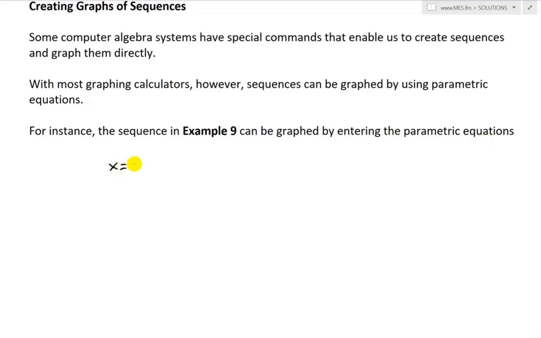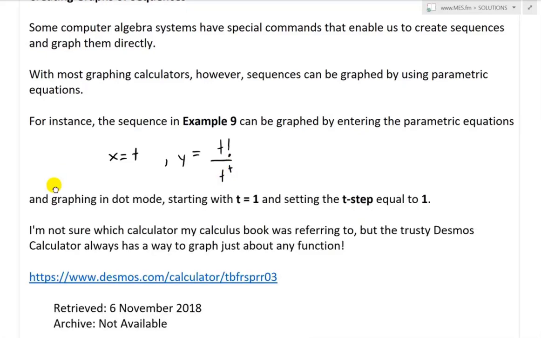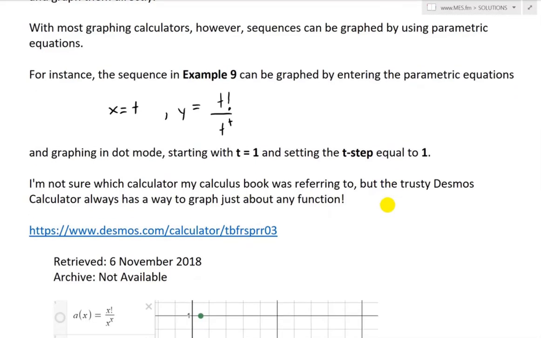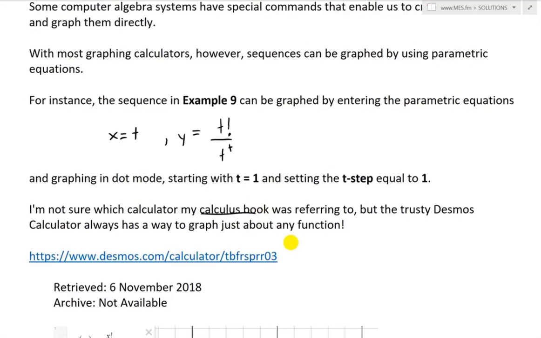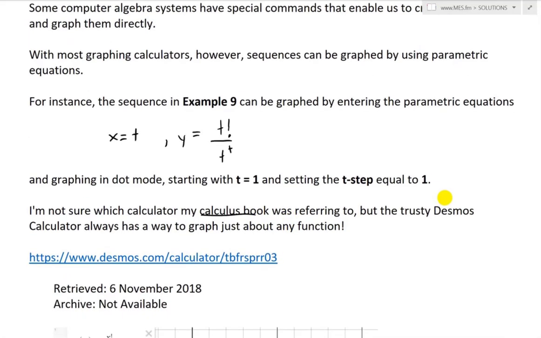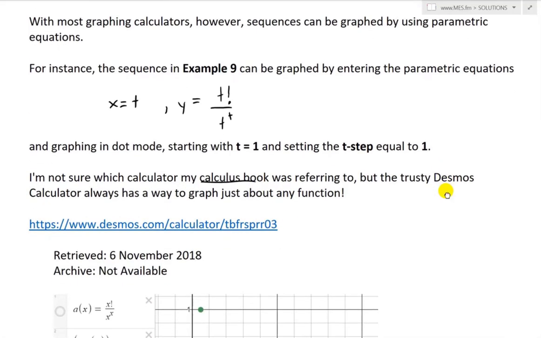So recall parametric equations, we just add another parameter, so x equals t, and we'll have y equals t factorial divided by t to the power of t. And then after setting it to parametric equations and graphing in dot mode, starting with t equals 1 and setting the t step equal to 1, we can graph it. But I'm not sure which calculator my calculus book was referring to. This is from my calculus book, but the trusty Desmos graphing calculator always has a way to graph just about any function.